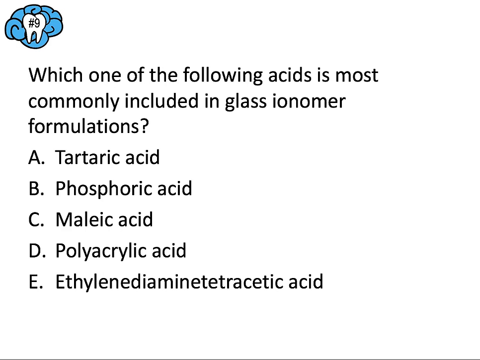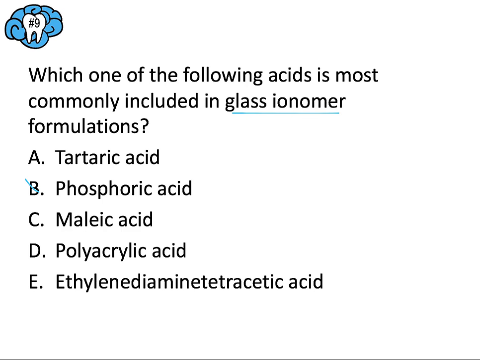Question number 9. Which one of the following acids is most commonly included in glass ionomer formulations? Go ahead, pause the video, and then we'll go over this one together. So interestingly, as many of these questions will do, all of these acids can show up in dentistry in one way or another. Phosphoric acid is our acid etchant, and that's not what we're looking for in this question. We're looking for what's going to be in glass ionomer.